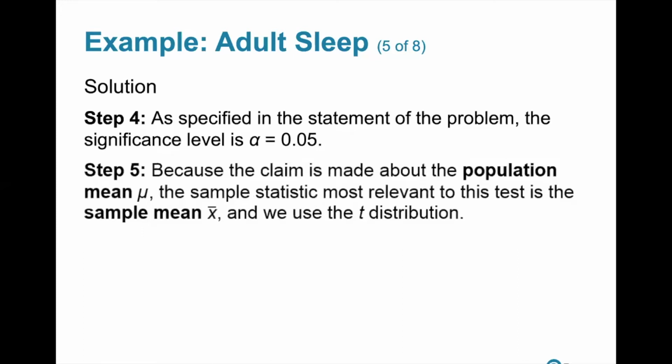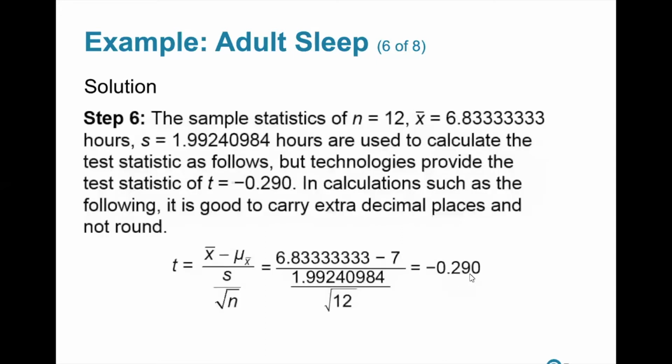Using our formula down here, we find that the calculated test statistic is negative 0.290. Notice that they plugged unrounded sample statistics into this formula. And it's generally a good idea to round as little as possible until you get to the end of the problem. It gives you more accurate results.